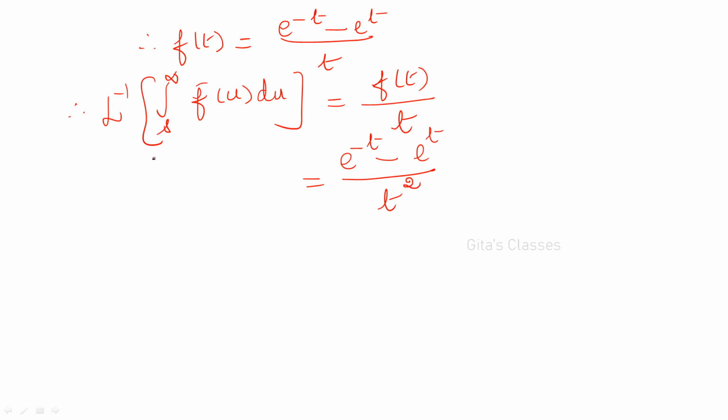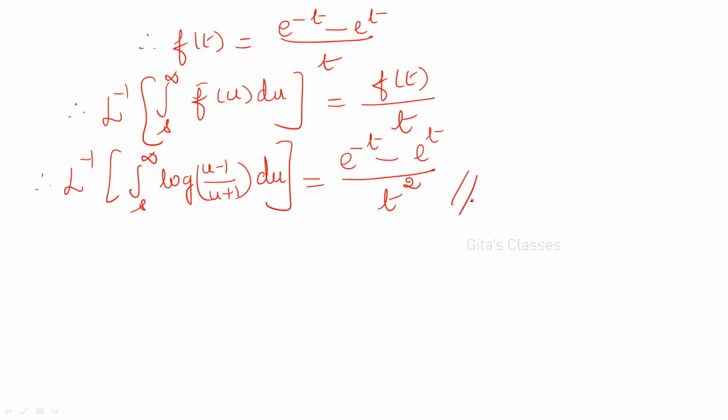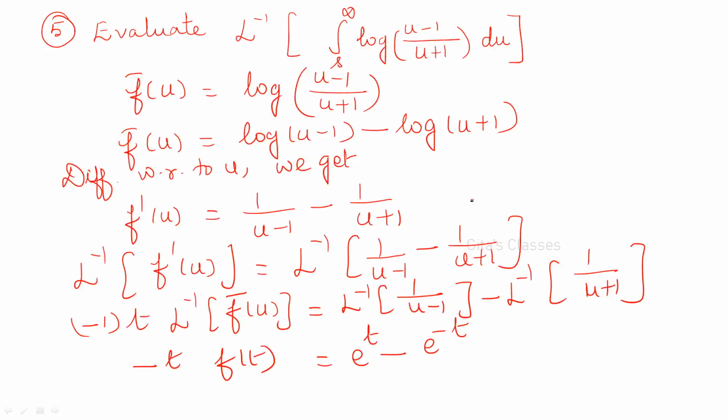So L inverse of, what is f bar of u? We have taken f bar of u as log of, right? Therefore L inverse of integral s to infinity log of u minus 1 by u plus 1 into du is equal to e power minus t minus e power t by t squared. Understood? Here without integral I have taken this function as f bar of u.